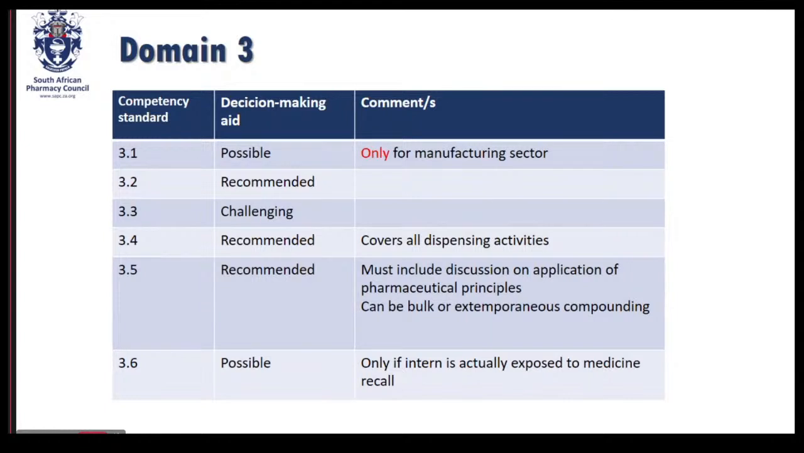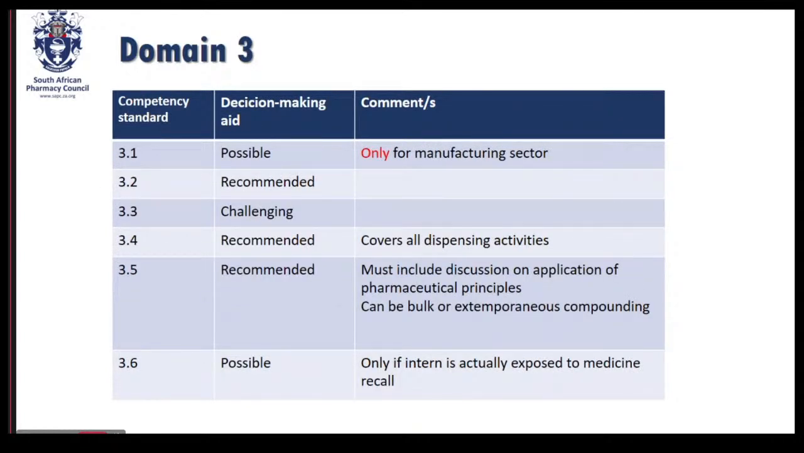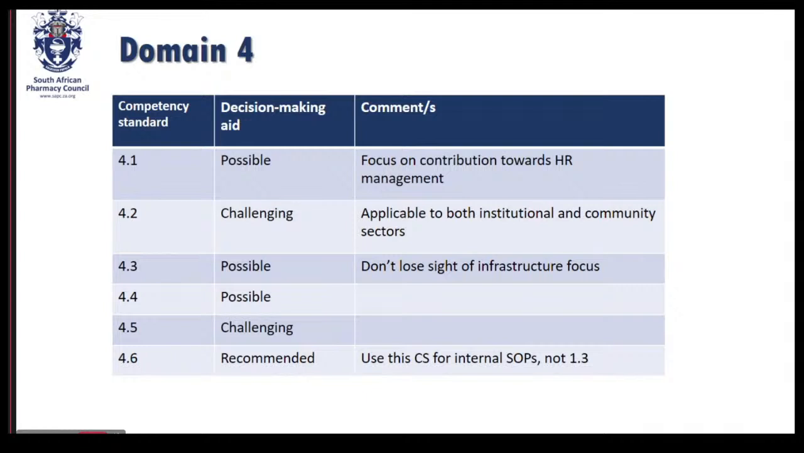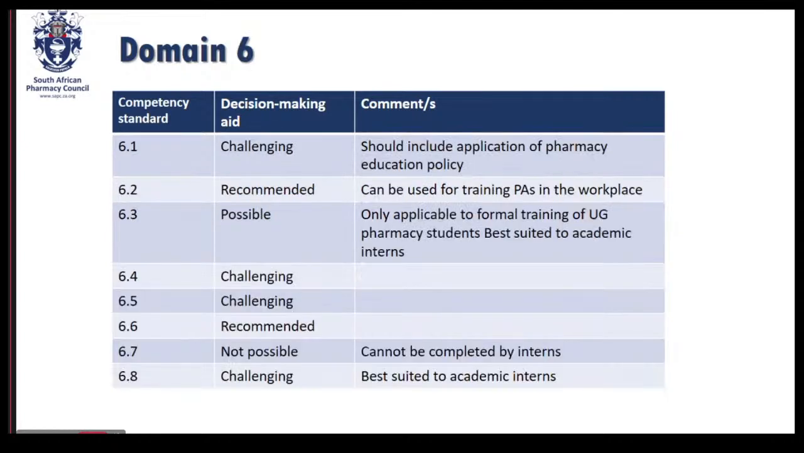3.2, 3.4, so there's a couple of others that are recommended. 3.6, I want to spend a second on 3.6. 3.6 is about medicine disposal and destruction. Many interns try that, and they can get evidence for one of the behavioral statements, but it is extraordinarily difficult to get enough. So just be very careful there. Read those behavioral statements. Okay, let's look at 4. Same thing here. 5 is an easy one because you cannot do 5.1, 5.2, 5.4, 5.6, 7, and 8. So this is an easy domain.